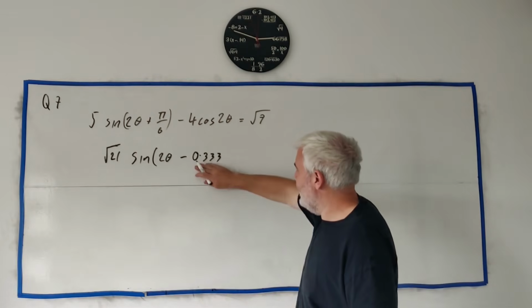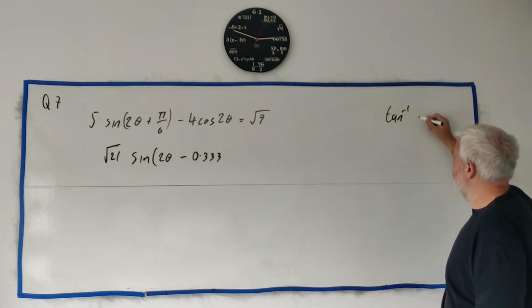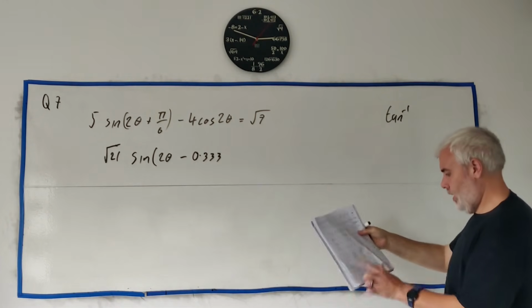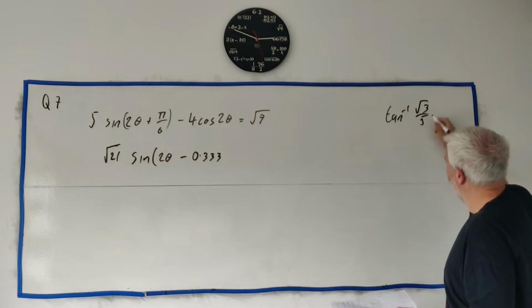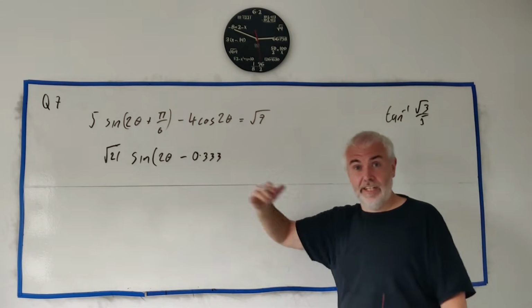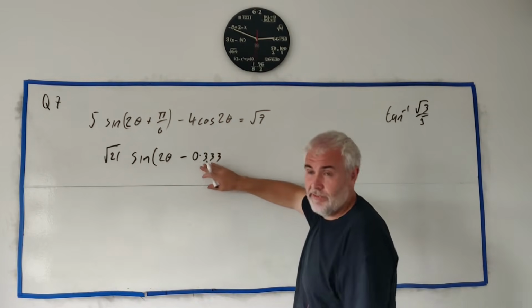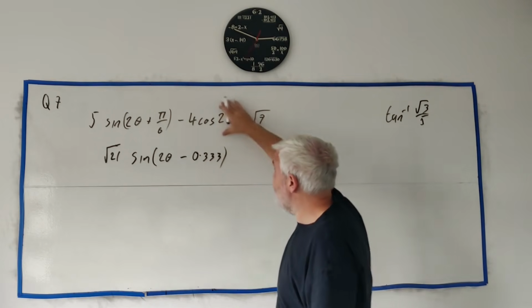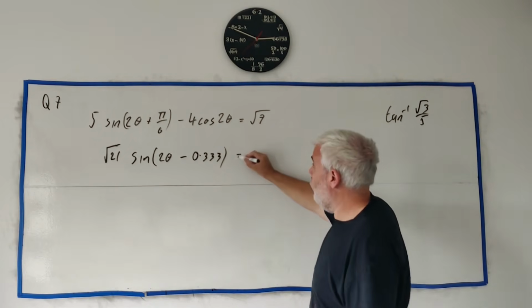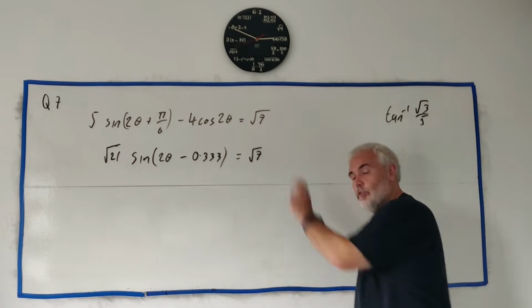But if you want, instead of this here, you could put in whatever we had here, inverse tangent of, let me just double check, the square root of 3 over 5. You could leave that in, or you could leave it in your calculator so it's perfect. As it happens, it doesn't matter. You can just leave 0.333 in this case. So that's instead of this left hand side. That will all equal square root of 7. This is a lot more manageable than this question.